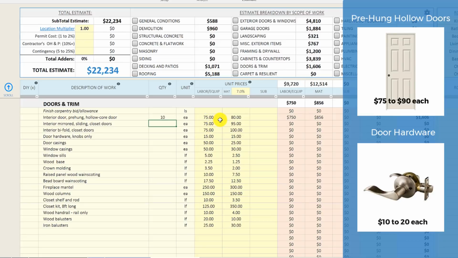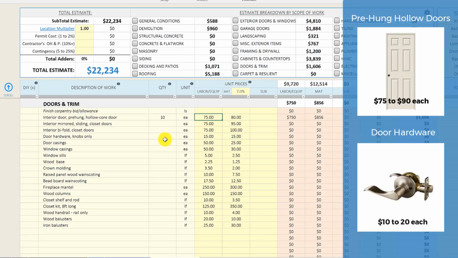Now, doors, you can usually buy those from $75 up to maybe $100 for hollow core doors. If you're looking for more of a solid core wood door, you're probably going to be paying $100 to $200 each for those doors. So we've got $80 in here for our budget, and then $75 to have those installed by our contractor for each door.